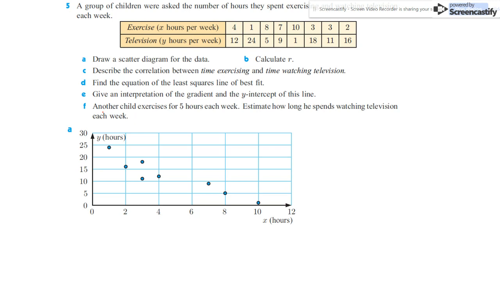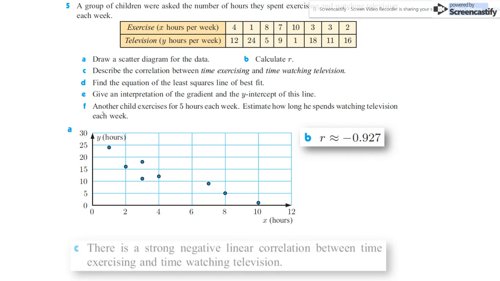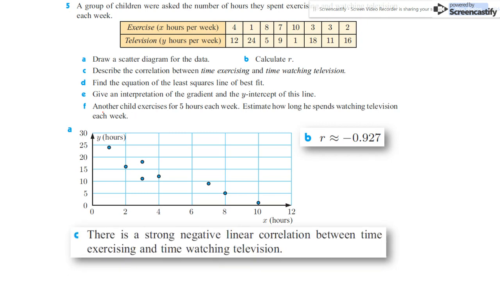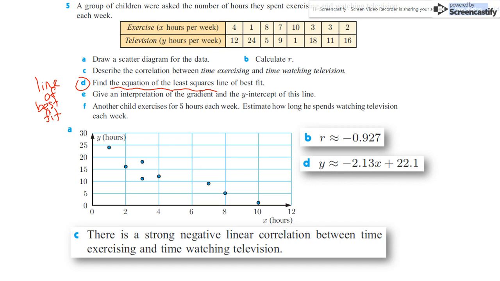Number 5, scatter diagram, calculate R. There's your value of R. It's negative, again, but 0.927. So the correlation between the two, there is a strong negative linear correlation between time exercising and time watching television. Find the equation of least squares, right? This is just another way of saying line of best fit. So line of best fit, with 3 sig figs, there you go.